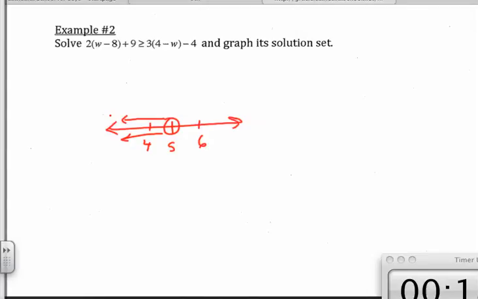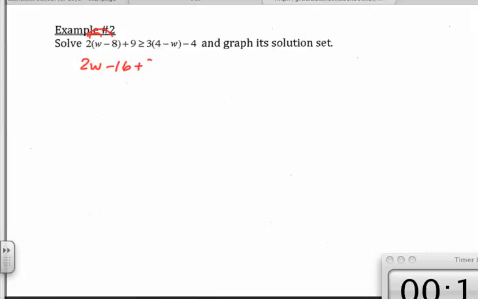Okay? Now, guys, remember, in example number 1, we said we solve inequalities exactly like we solve equations. So I'm going to think about this just like I would an equation. I'm not even going to worry about the inequality until I start multiplying and dividing on both sides. So the very first thing I have to do before I do any solving is simplifying. I need to distribute. So I'm going to get 2w minus 16 plus 9 is greater than or equal to 12, and then 3 times minus w is minus 3w minus 4.